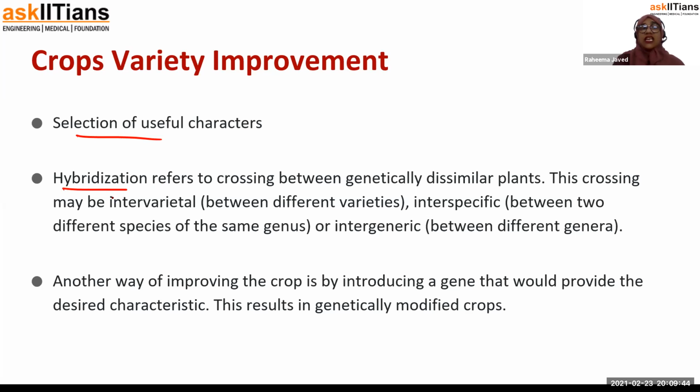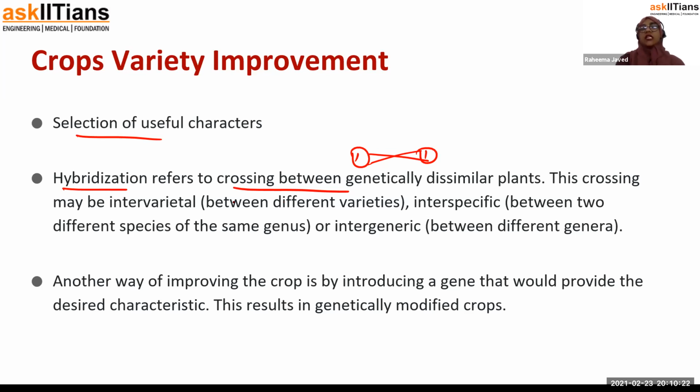Hybridization is one such technique by which we can select the useful characters and use them to our advantage. So it refers to a crossing between the genetically dissimilar plants. So suppose one plant has high sugar content and one plant has higher yield but low sugar content, and if we cross them, the hybrid of this cross will have high sugar content and higher yield. So this is actually true for one sugarcane hybrid.